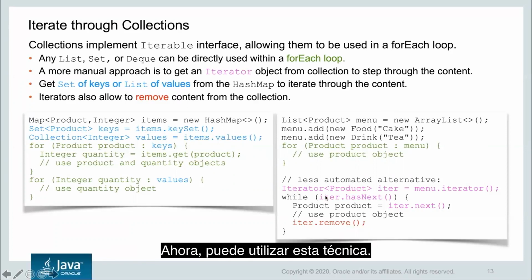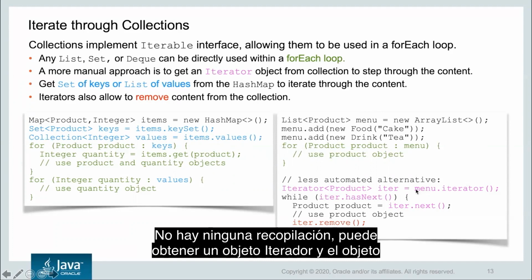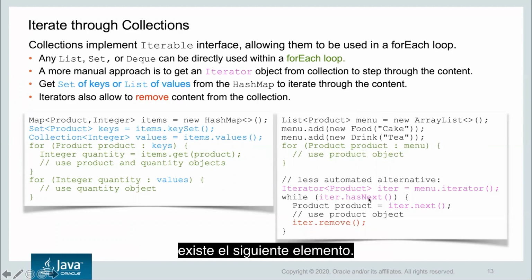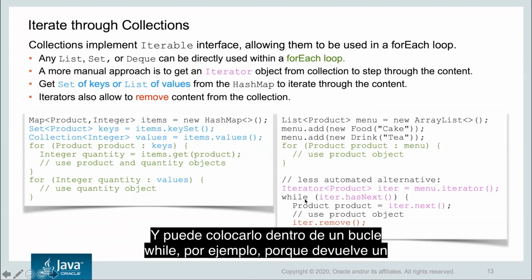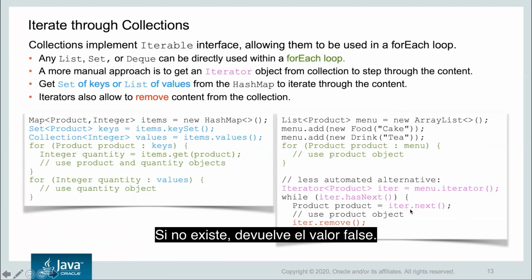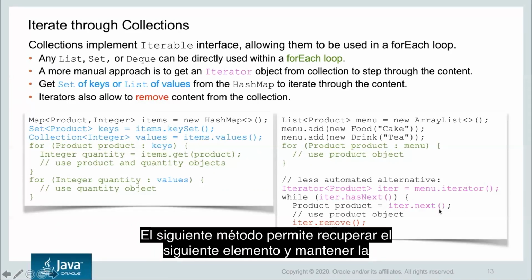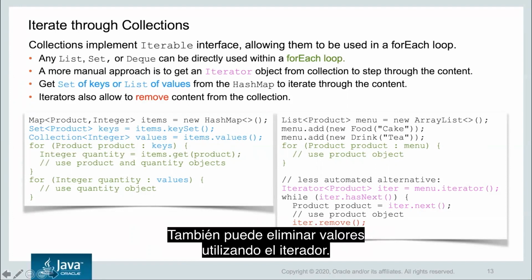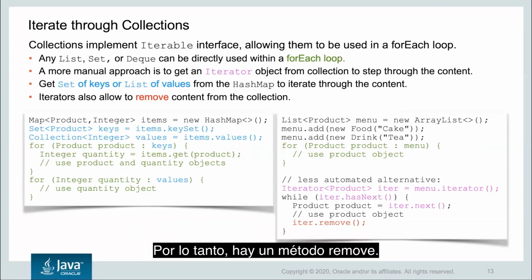Now, you could also use this technique. Out of the collection, you can get an iterator object. The iterator object has a method called hasNext, which basically checks if the next element exists or not, and you can put it inside a while loop, for example, because it returns a boolean, true or false. If the next element exists, it returns true. If it doesn't exist, it returns false. The method next allows you to retrieve the next element, and you keep iterating. You can also remove values using the iterator.